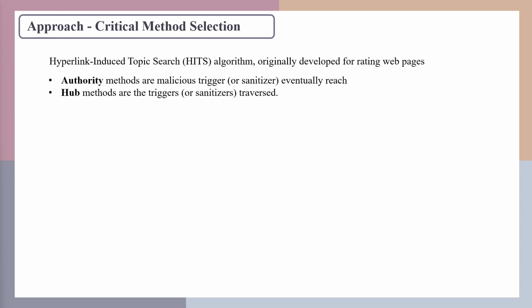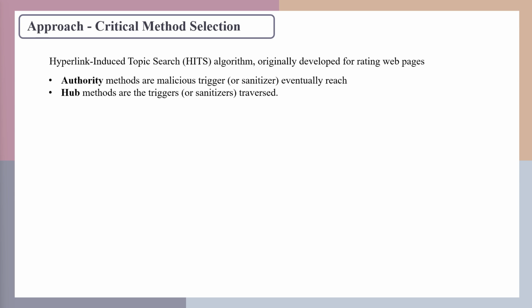As for critical method selection, we use the HITS algorithm originally developed for rating web pages. In the context of vulnerabilities, authority methods are those that the synthesizer would eventually reach, while hub methods are the triggers that are likely to traverse. Additionally, intermediate methods lying between authority and hub methods are considered during the scoring iterations.